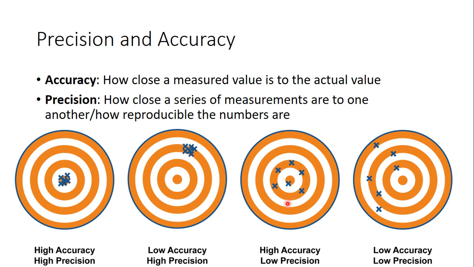Now in this third bullseye, our shots are all scattered around the bullseye, so if you take the average of these shots, we're actually on the bullseye, so we're high accuracy, but since our shots are so scattered, they have low precision. And lastly, we have this bullseye where all our shots are scattered and not near the actual target, so we say we have low accuracy and low precision.